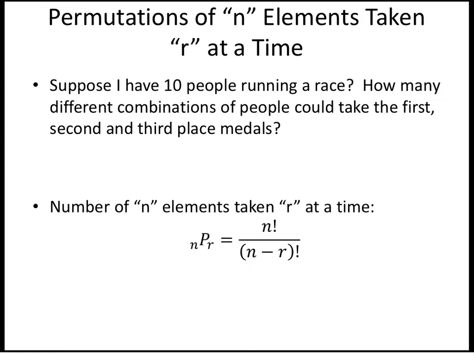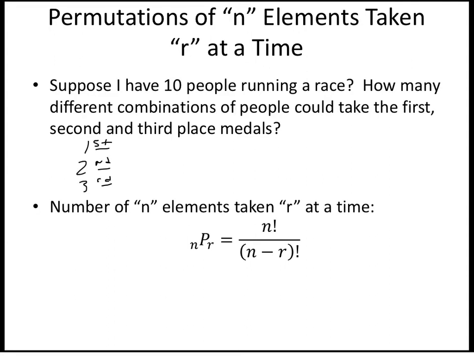Now let's talk about a little bit different take on this, and this is permutations of those n elements, but we're taking them r at a time. So suppose I have 10 people running a race. How many different combinations of people could take the first, second, and third place medal? Well, say I've got first place, second place, and third place.